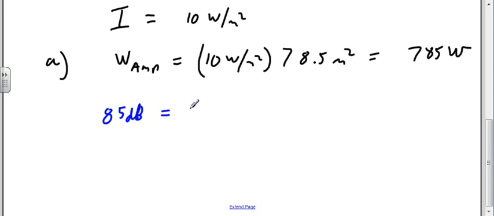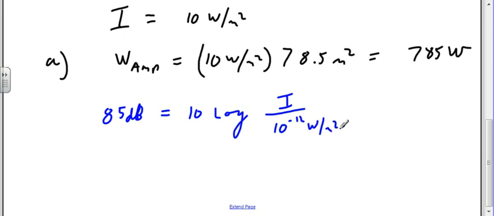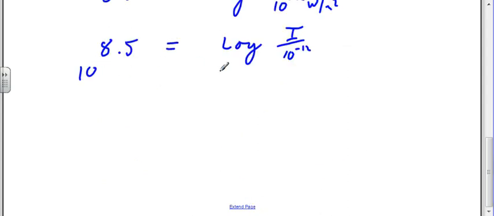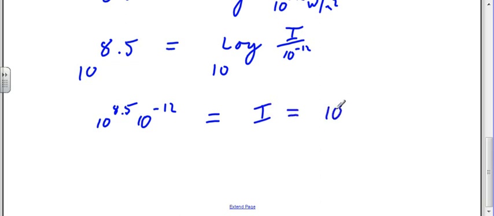Okay, so 85 dB is going to be 10 log of whatever my intensity, over 10 to the minus 12 watts per meter squared. All right, so I'm going to divide by 10, 8.5 equals log I over 10 to the minus 12, and I'm going to raise both as powers of 10. 10 to the 8.5 times 10 to the minus 12 is equal to my intensity, which is going to be 10 to the minus 3.5.